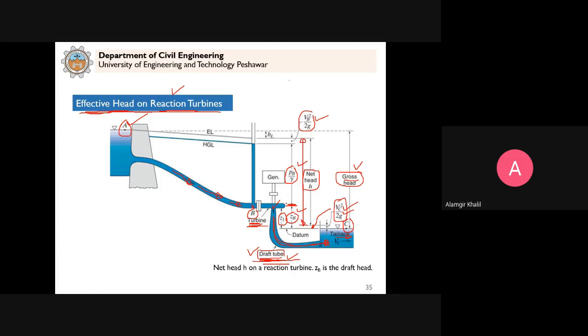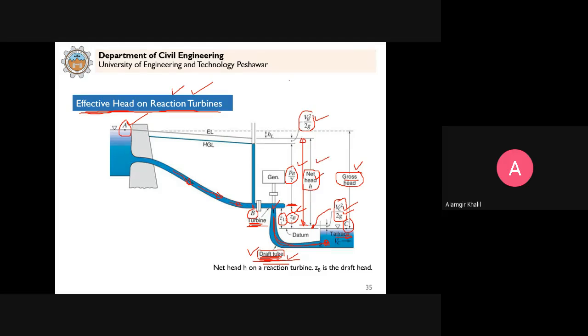Number one, it increases the net head on the turbine. So the head which was lost in the impulse turbine is not lost in the case of the reaction turbine. So this is the first purpose of this draft tube, that it increases the net head on the turbine.